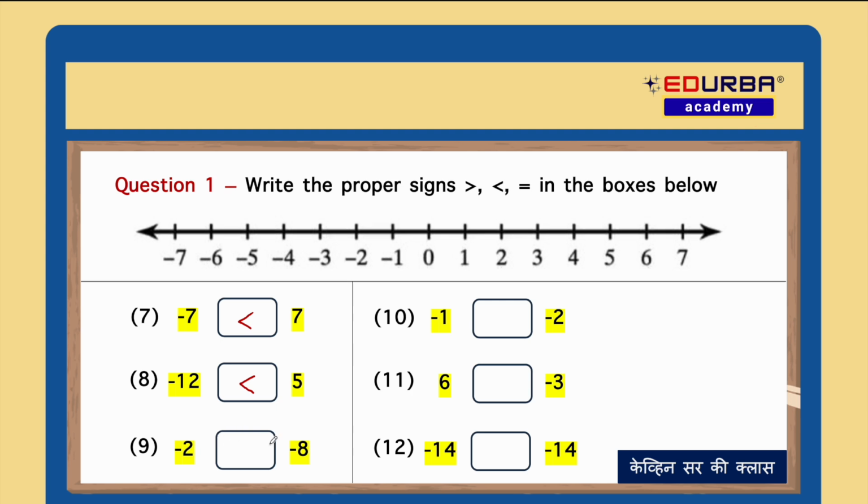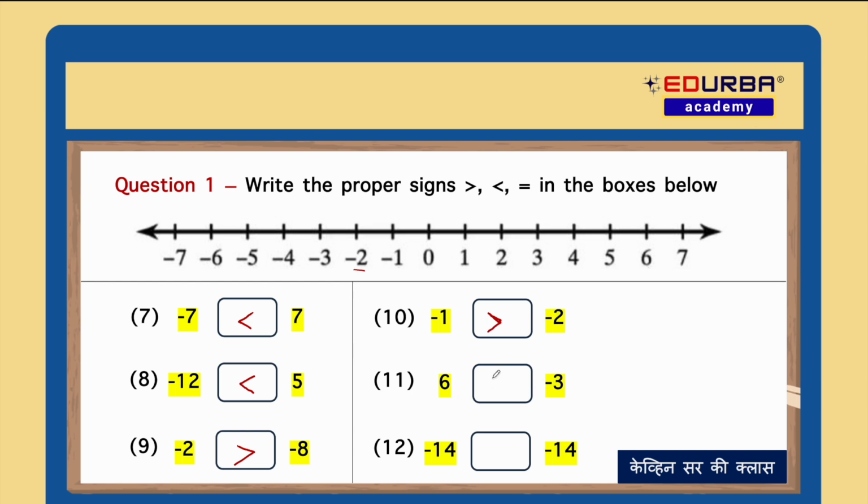We have -2 and -8. Both are negative. That means we have to be very careful. We have to see that -2 is on the right side, and after that -8 will come to the left side. So -2 always has to be greater. Here we have -1 and -2. Again -2 will come to the right side, so -1 is bigger than -2.